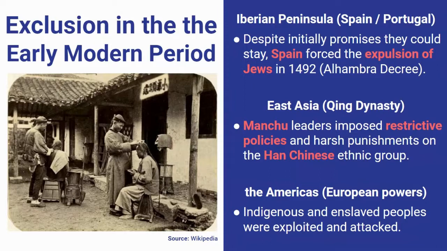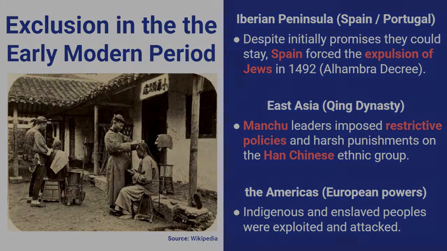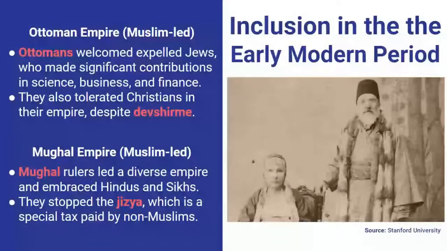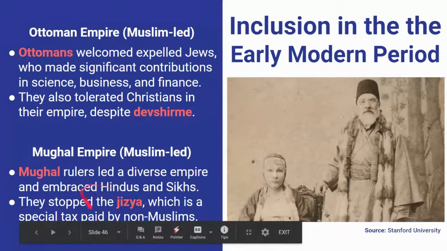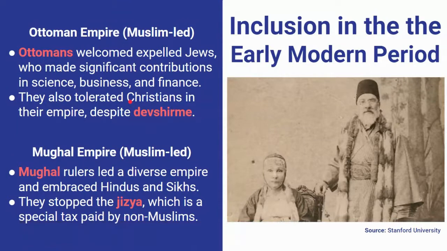In the Americas, of course, indigenous and enslaved peoples were treated very poorly by the Europeans, and so that's certainly an example of exclusion, and worse, really. In the Muslim world, you did have some good examples of inclusion. The Ottomans, as I said in class, welcomed the expelled Jewish people from Iberia, and they made good contributions to Ottoman society in the areas of science, business, and finance. They were also tolerant of Christians and allowed them to continue practicing their religion. It is worth noting that the Ottomans did keep charging the jizya, the prescribed tax in Islam for non-Muslim subjects.